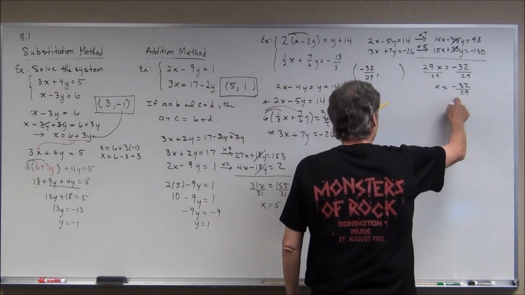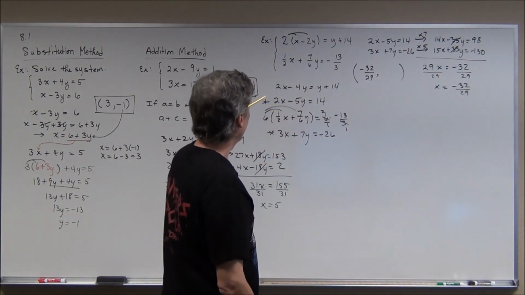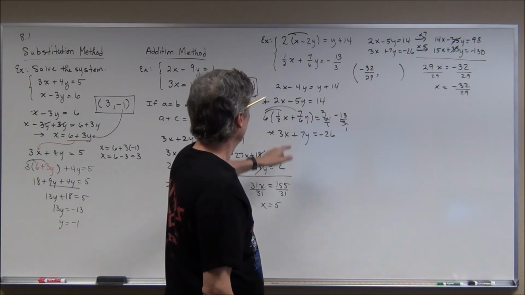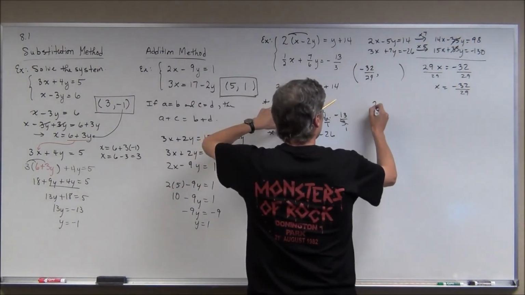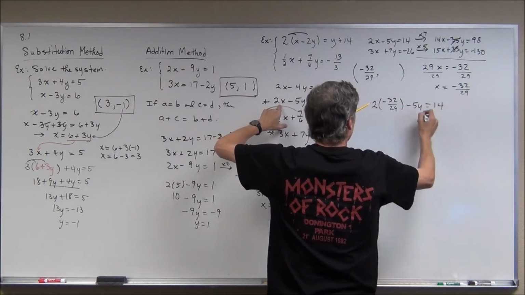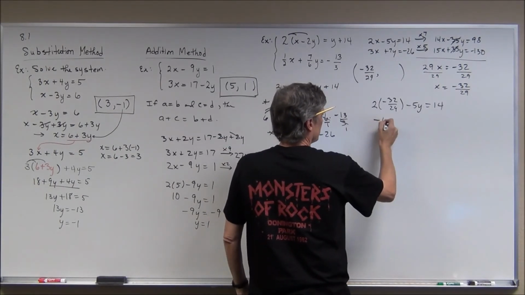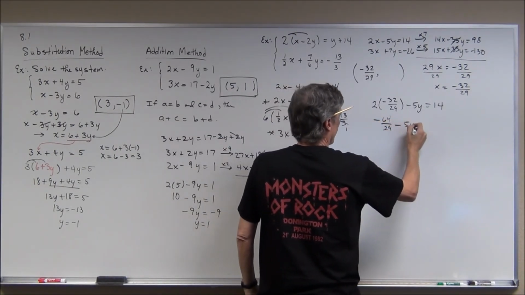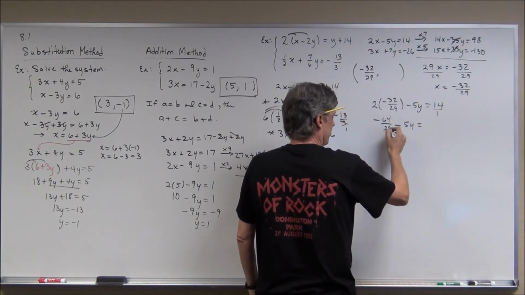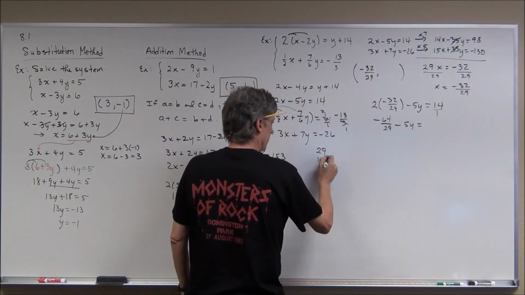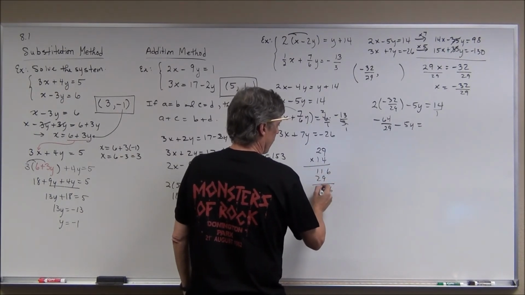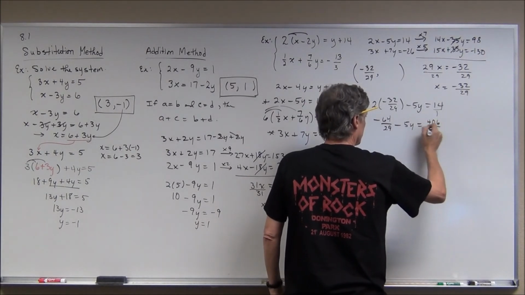Now, I have to take this guy and plug back in. I think I will plug back into, it's about the same amount of work. Let's just take this guy here. 2 times negative 32 29ths minus 5y equals 14. So that's going to be negative 64 29ths minus 5y equals, now this is 14, which is the same as 14 over 1. I can see I'm going to have a common denominator of 29, so I better multiply 29 times 14. Looks like 406. I'm going to write this as 406 29ths.